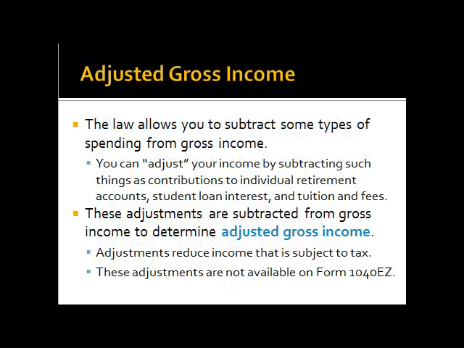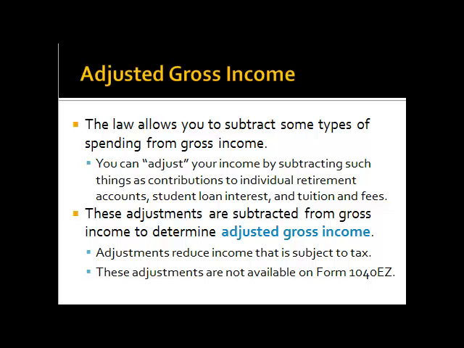Adjusted gross income. The law allows you to subtract some types of spending from your income. You can adjust your income by subtracting such things as contributions to individual retirement accounts, student loan interest, and tuition and fees. These adjustments are subtracted from gross income to determine your adjusted gross income. These adjustments reduce income that is subject to tax.